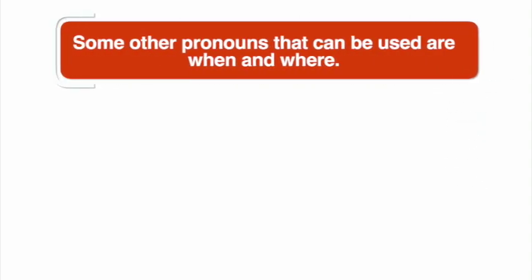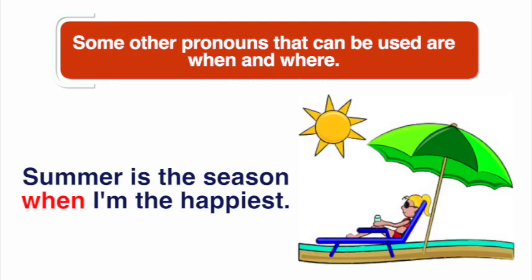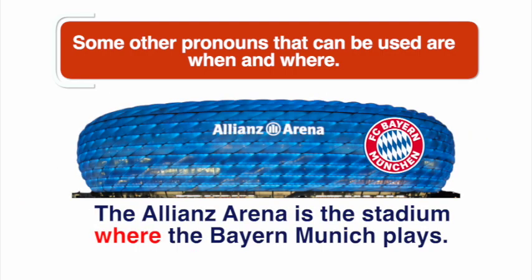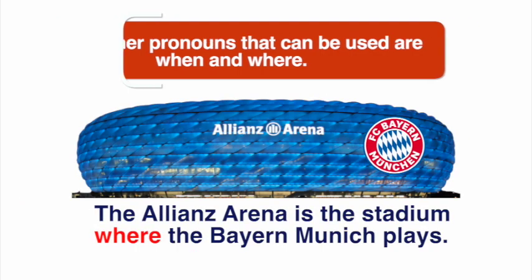Some other pronouns that can be used are when and where. For example, summer is the season when I'm the happiest. The Allianz Arena is the stadium where Bayern Munich plays.